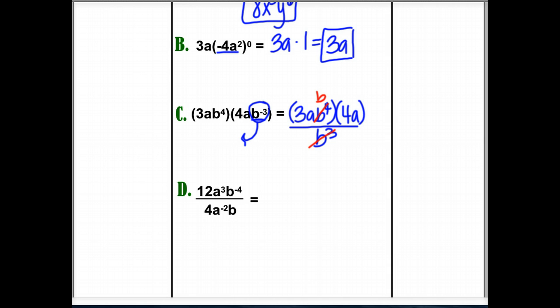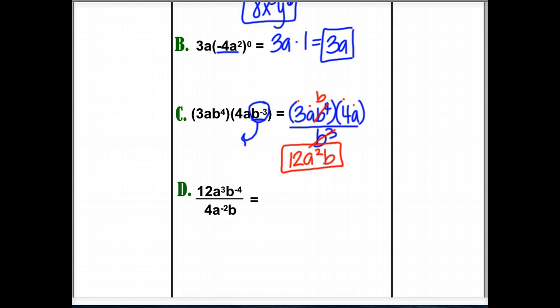And then I can go ahead and simplify. 3 times 4 is 12. A times a is a squared, and then I have b. So that would then be my final answer.